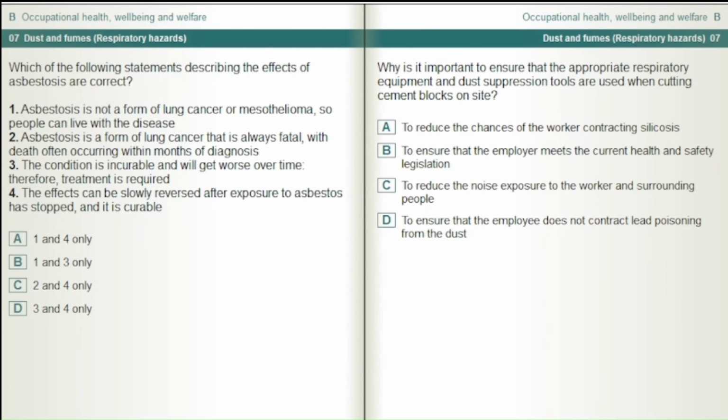Why is it important to ensure that the appropriate respiratory equipment and dust suppression tools are used when cutting cement blocks on site? To reduce the chances of the worker contracting silicosis. To ensure that the employer meets the current health and safety legislation. To reduce the noise exposure to the worker and surrounding people. To ensure that the employee does not contract lead poisoning from the dust.